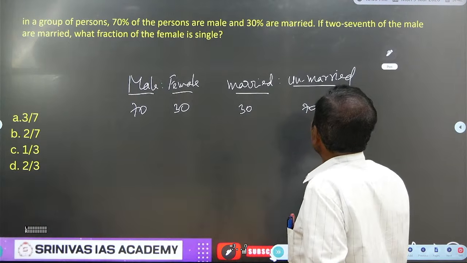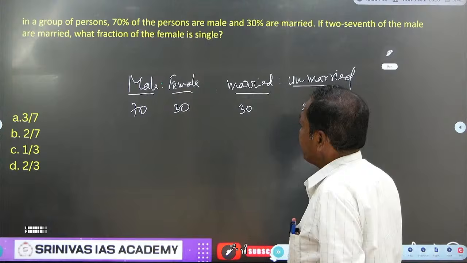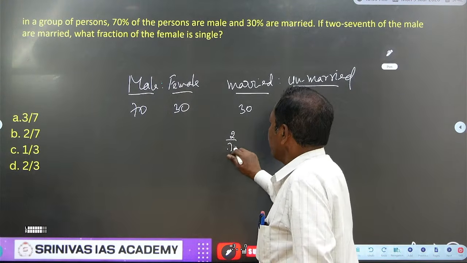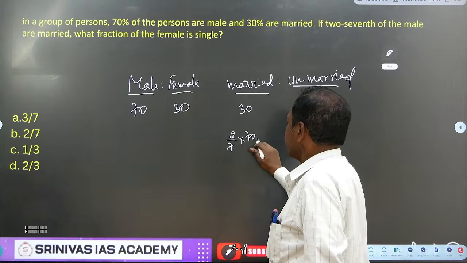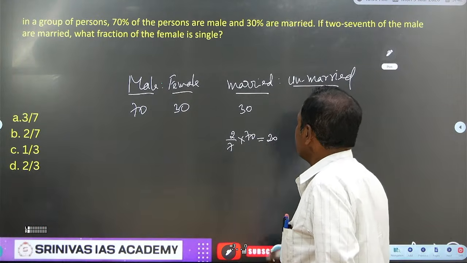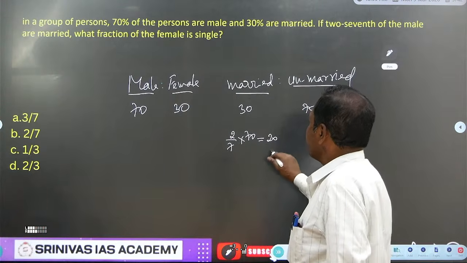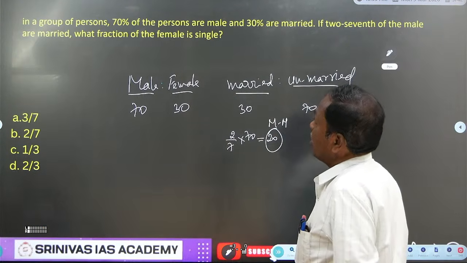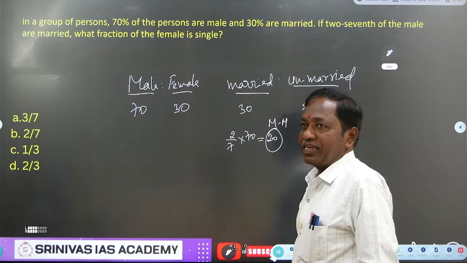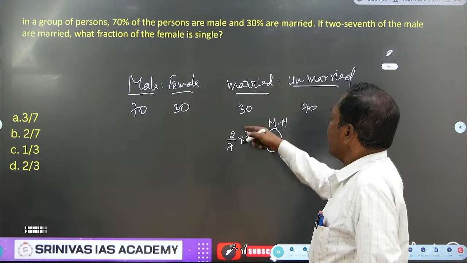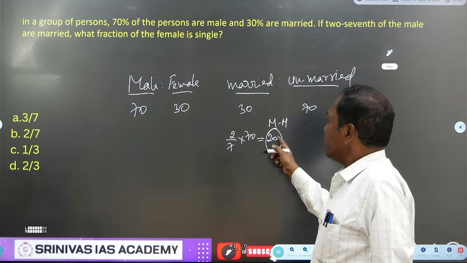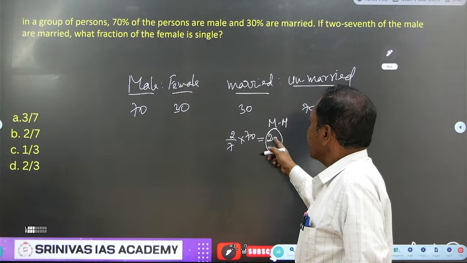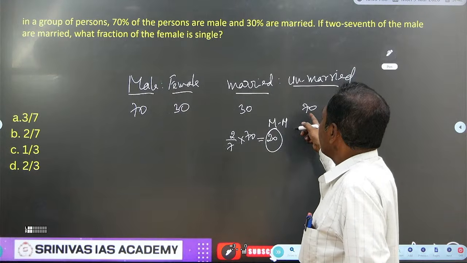If 2/7 of the males are married, then 2/7 of 70 males is 20. Here male married is 20. What fraction of the females is single? The total married is 30, out of which 20 are male married. What is the women married? 10. It means total women is what?